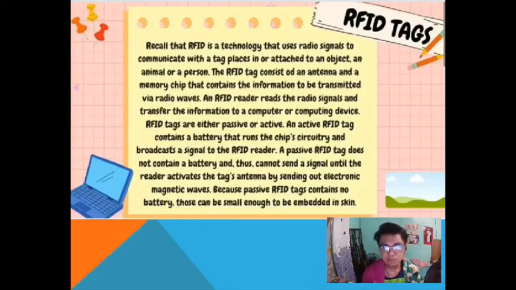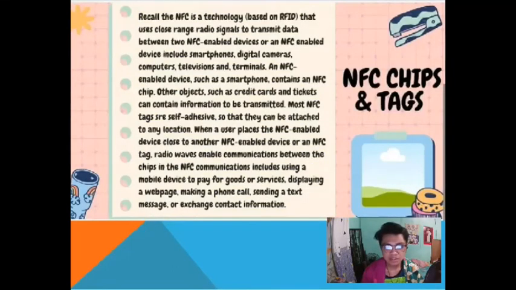RFID tags are either passive or active. An active RFID tag contains a battery that runs the chip's circuitry and broadcasts a signal to the RFID reader. A passive RFID tag does not contain a battery, and thus cannot send a signal until the reader activates the tag's antenna by sending out electromagnetic waves. Because passive RFID tags contain no battery, they can be small enough to be embedded under the skin.